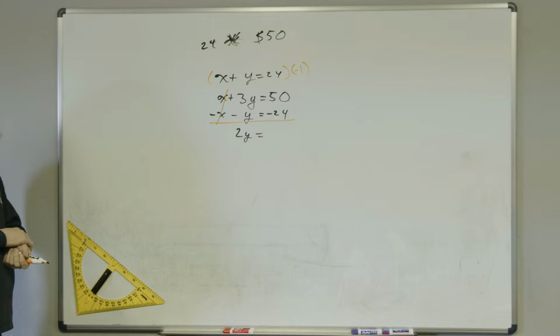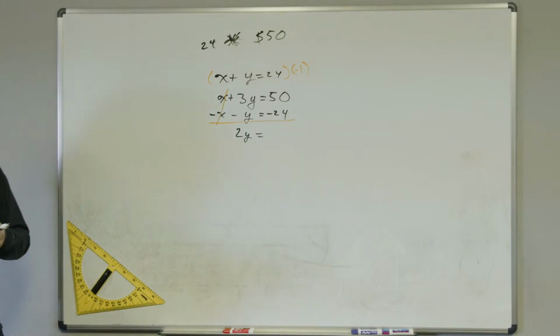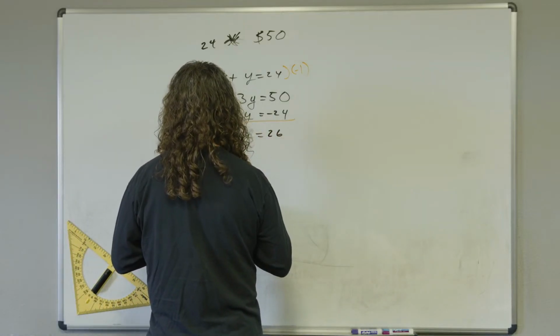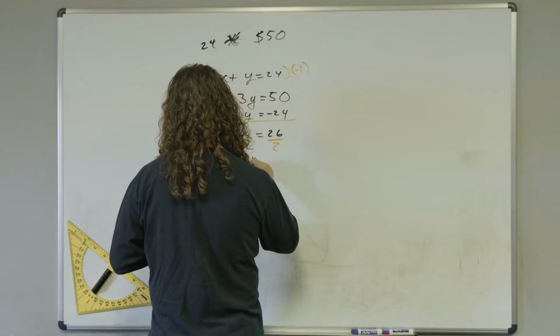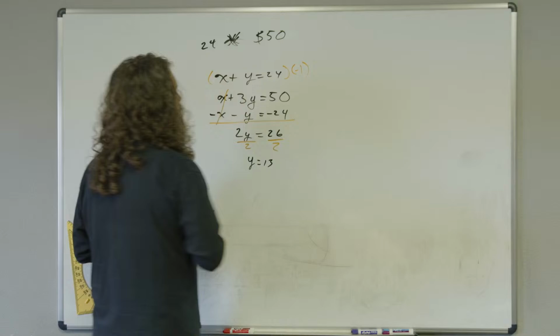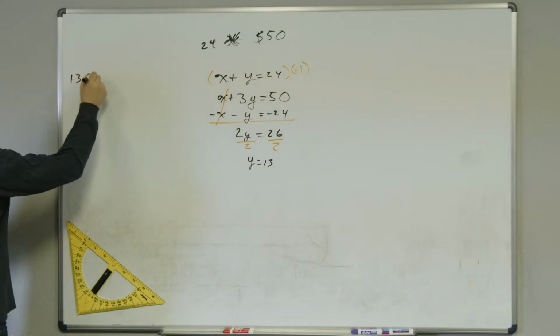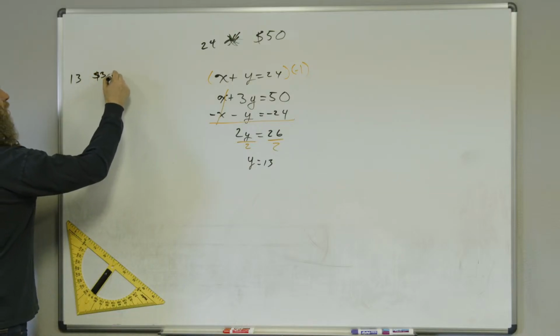Great. 50 minus 24 is what? 26. Who'd have thunk it? Divide it by 2, divided by 2, and y equals 13. So there were 13 $3 fireworks.